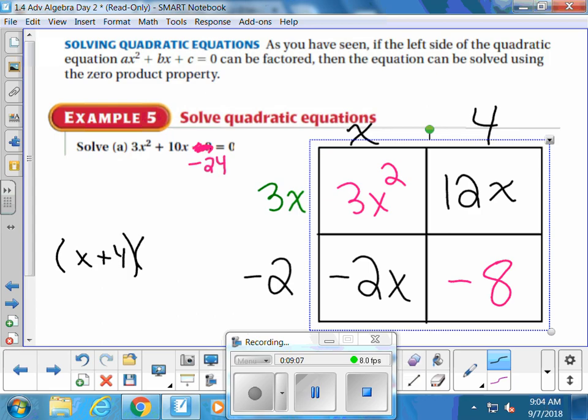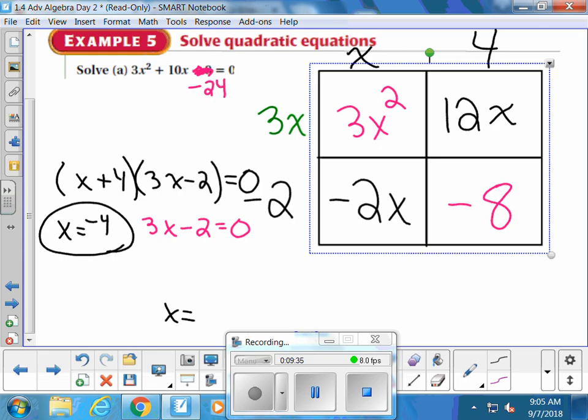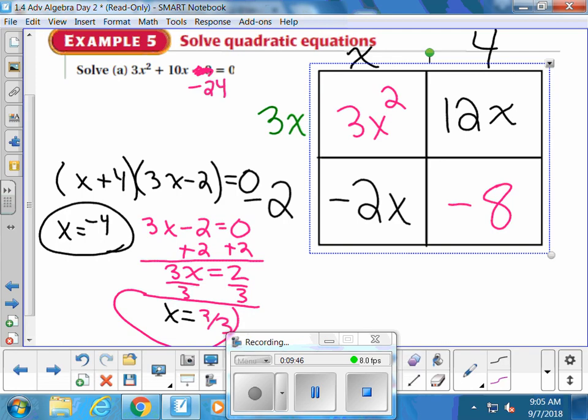Yesterday at this point we were done. Today we have that one extra step. If this is what we look like in factored form, we must list out our two solutions. What would the solution be of my first binomial? Negative 4. And then the second binomial, maybe some of you can get that answer in your head, but I'm going to work it out by hand, because that's what math teachers do. I'm going to add that 2 to both sides. Get 3x equals 2. And I'm going to divide both sides by 3 and get 2/3. So the two solutions are negative 4 and 2/3.